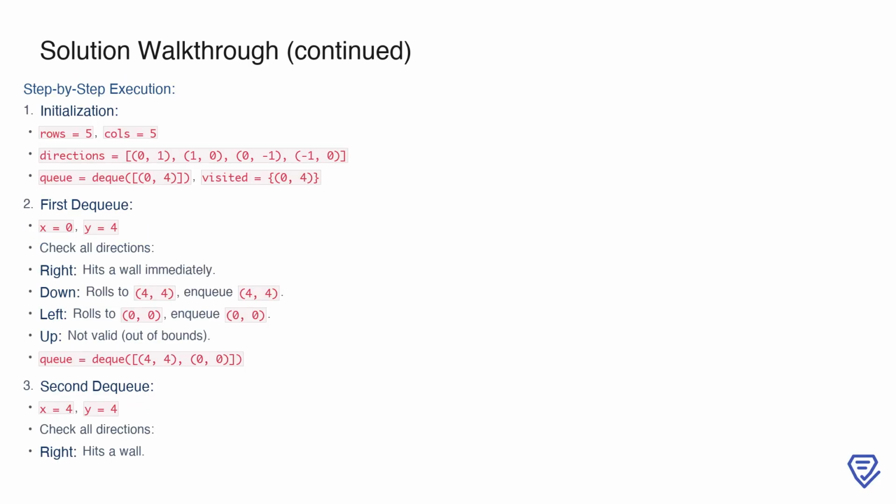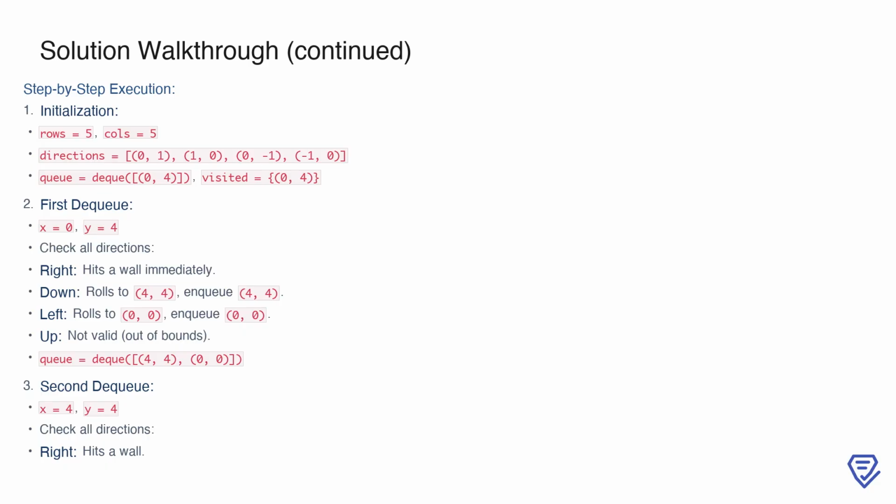Now, in the second example, the maze includes obstacles that block certain paths, making the solution more complex. The starting position remains 0, 4, while the destination is now 3, 2. As before, we initialize the number of rows and columns, the directions of movement, the queue with the starting point, and the visited set. The first position dequeued is 0, 4.